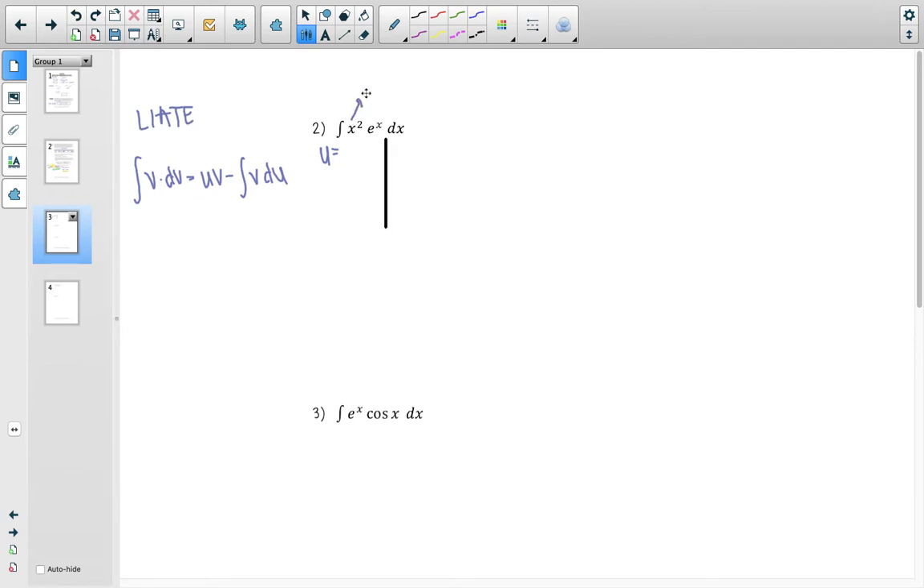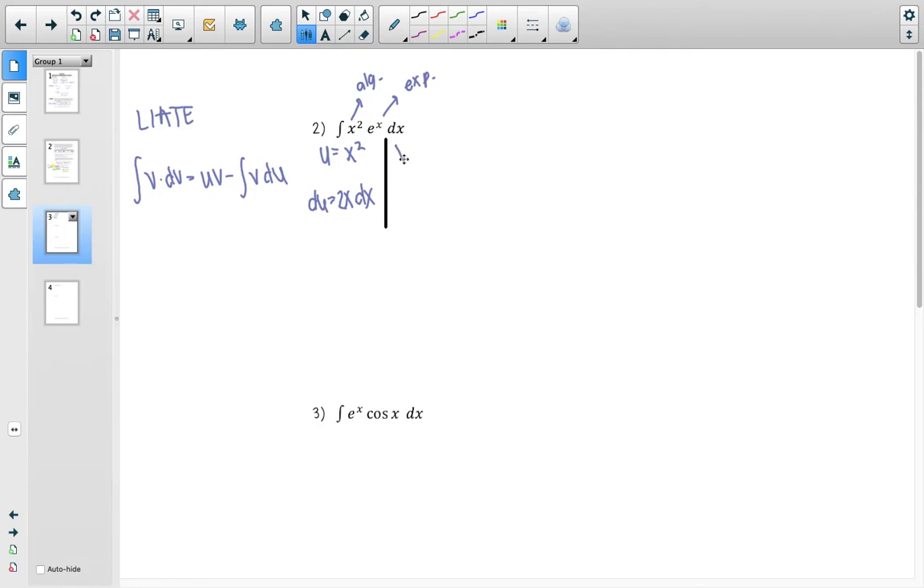So this function right here is algebraic, and this is exponential. And I want you to write this in your notes, just so it's something to look back at to compare. Since it's algebraic, it comes before the e, which is exponential, so we're going to use x squared for u. And then you're going to derive it, which is 2x dx. And we're writing the dx because we derived with respect to x, okay?